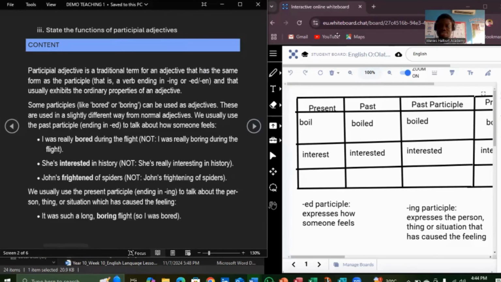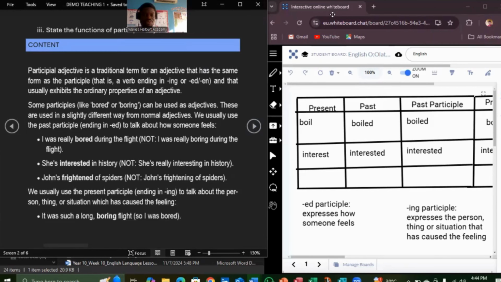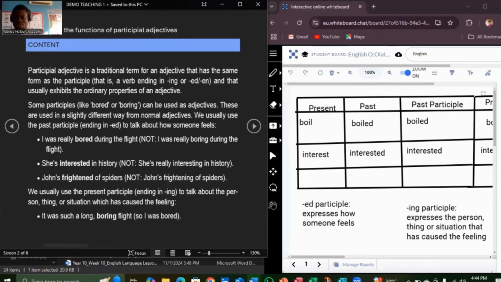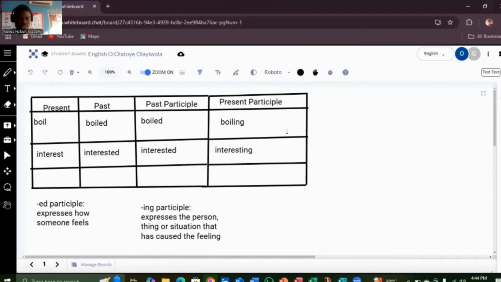Now, to fully understand how participial adjectives work, we need to study this diagram I have here. We are going to do a bit of a practical way. Now, if you look at this table, we have the present, the past participle, and the present participle. So a word like boil is the present form of the verb. Past tense is boiled. The past participle is boiled, still boiled. And the present participle, by present participle, we mean the continuous form. And that is what? Boiling.